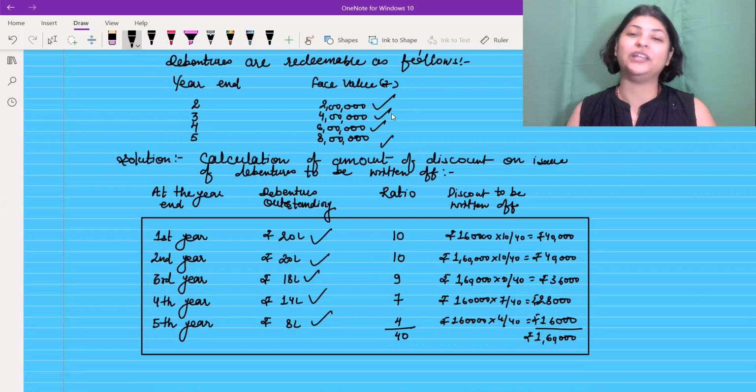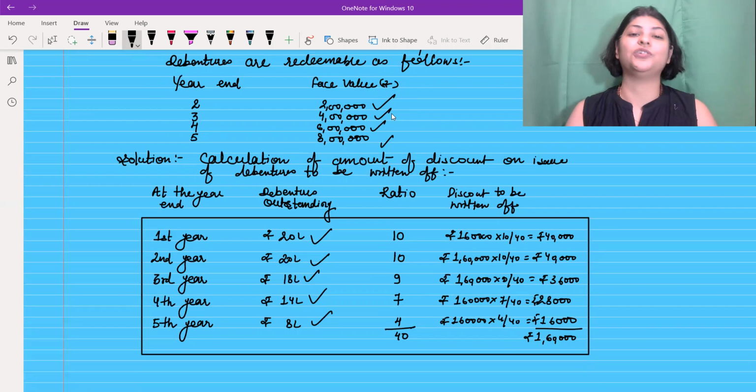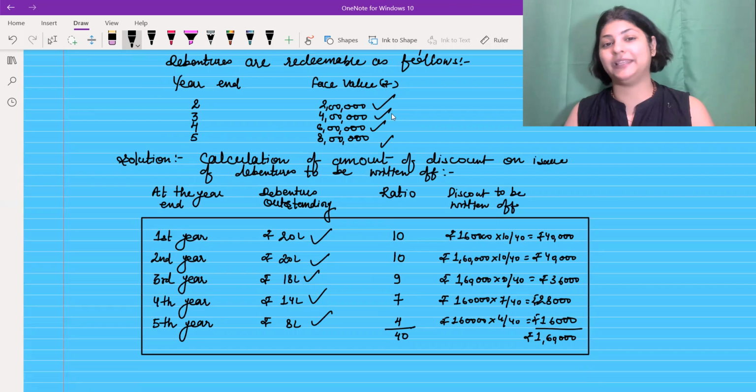not showing nil over here. You are still writing 8 lakh rupees, because if you write nil, your ratio will be disturbed over here. That is why we have to follow this: in the year in which you are redeeming the debenture, do not show the reduced amount, show the reduced amount in the next year.